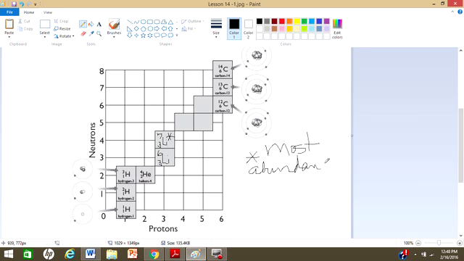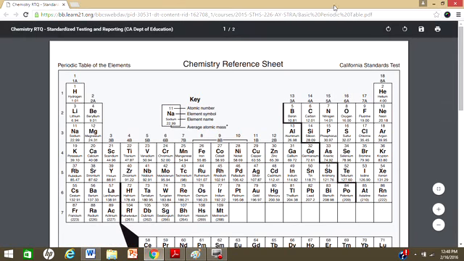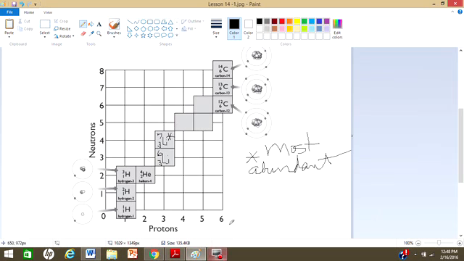Wow, that's really bad. Okay, most abundant. So that's the most abundant form. Okay, so now we go and find what is the element that has 4 protons. So when I go back here and I look, it's beryllium. So we're going to write beryllium in here.